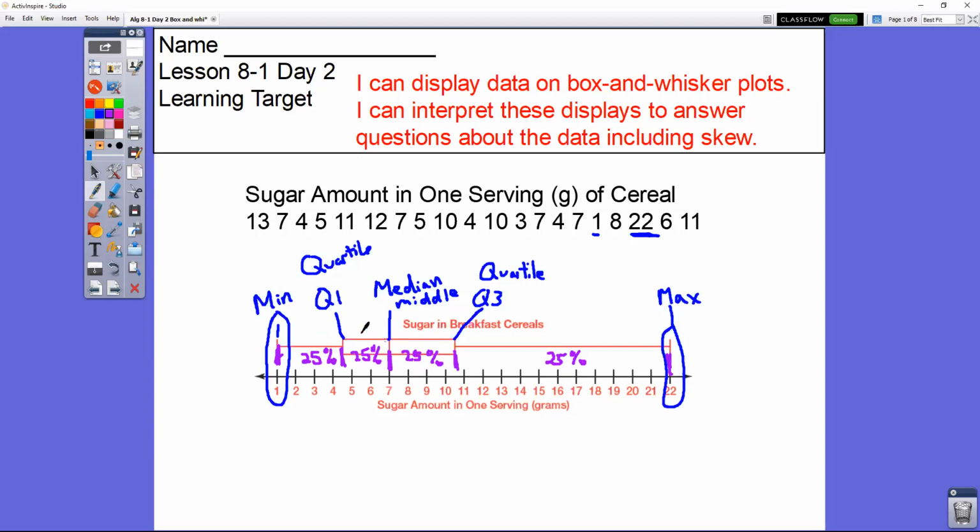You need to know all of this information and this picture, all right? The minimum number is this edge of the whisker. The edge of the front of the box is where quartile 1 is. The middle number, the median, is this line inside the box. Your quartile 3 is the edge of this box, and then your maximum is here. So half of your data is below the median, half of your data is above the median.